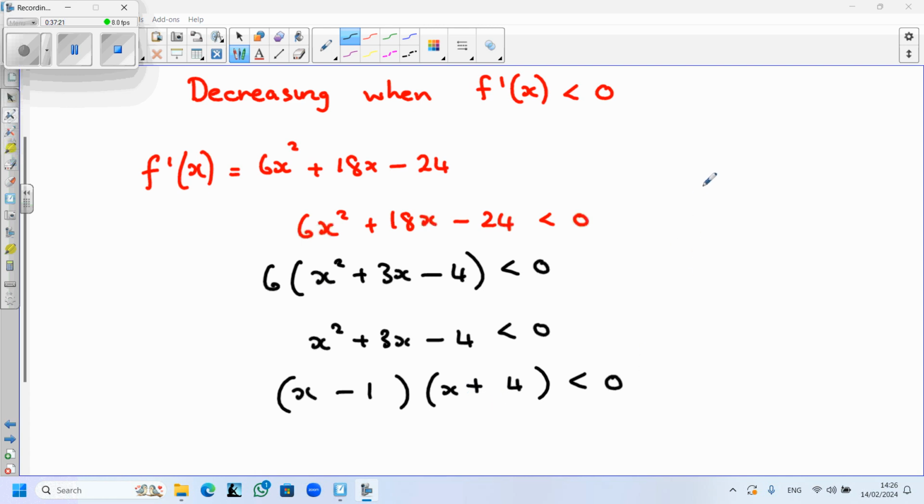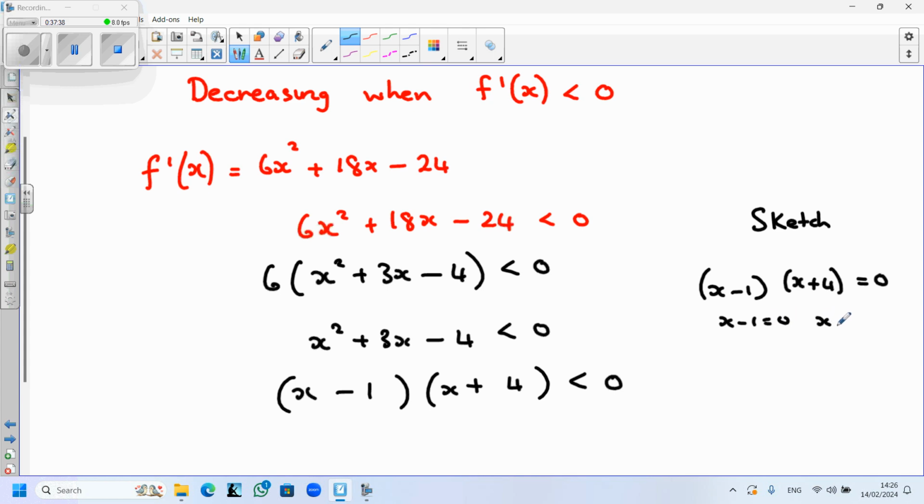So now I want to sketch this. So I'm going to let that be x minus 1 times x plus 4. I'm going to make it equal to 0 just to sketch. So this is for the sketch. So that means that x minus 1 is equal to 0, or x plus 4 equals 0. So that gives me roots at x equal to 1, and the other root is x equal to -4. So now we've got to sketch that parabola.